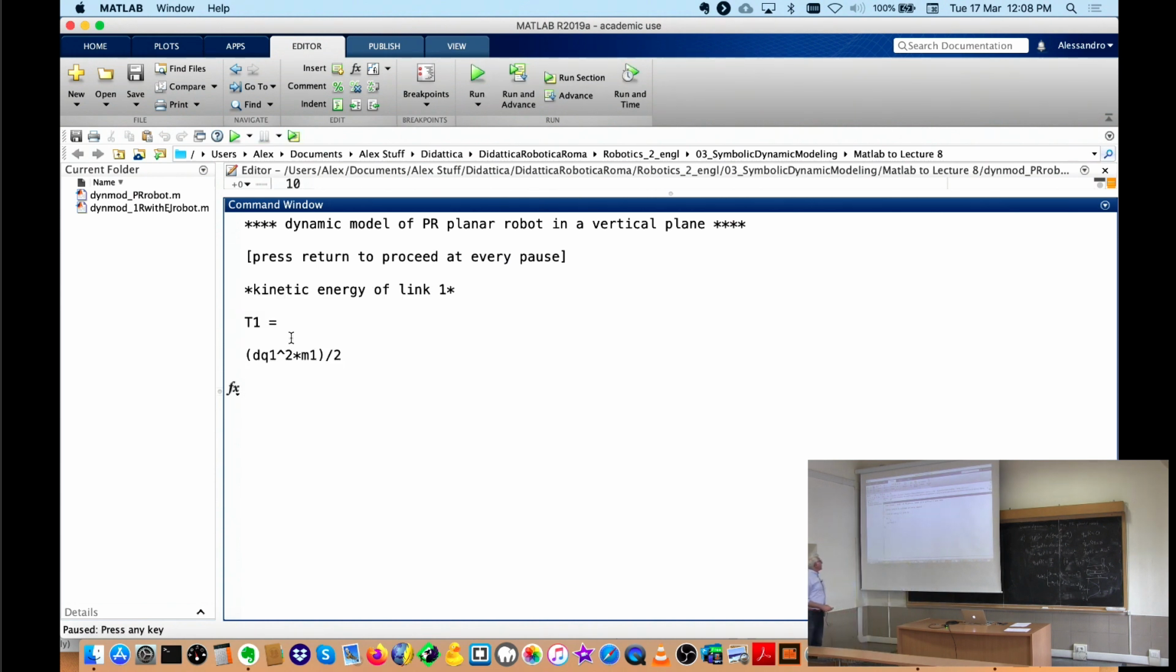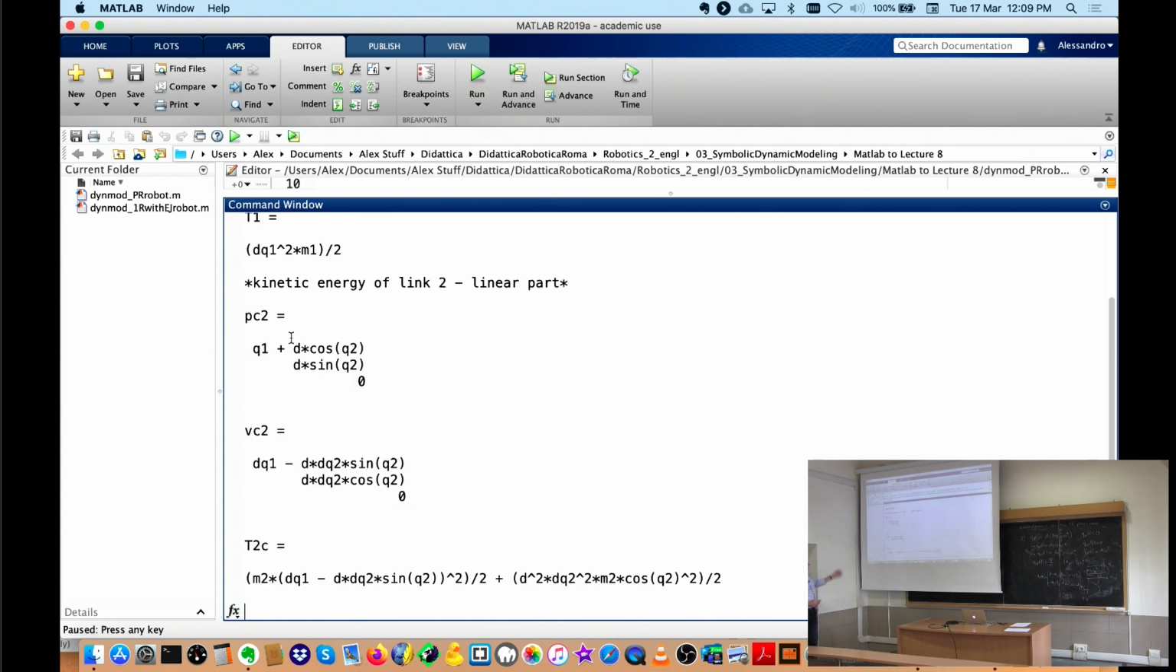So this is the kinetic energy of link 1. And you see it's a compact notation, 1/2 of m1 times q1 dot square. This is all we need for computing the linear part of the kinetic energy of link 2. So we first characterize its position in 3D space. Then we take the derivative with respect to time, which means that we take the partial derivative with respect to q, and we introduce for each derivative its associated velocity. And then we compute the linear velocity of the center of mass.